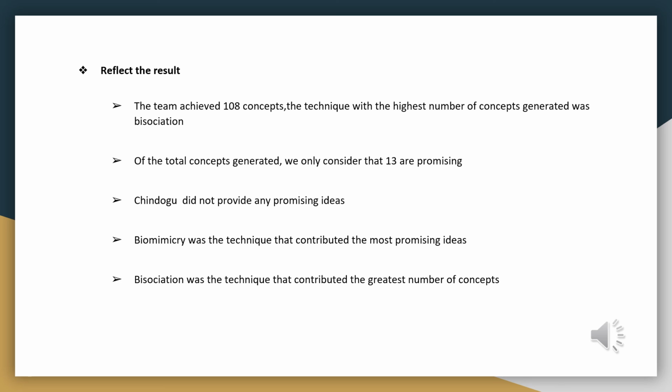And for reflecting on the results, the team achieved 108 concepts. The technique with the highest number of concepts generated was dissociation, and of them we only consider that 13 are promising. We consider that Chindogu didn't provide any promising ideas, and biomimicry was the technique that contributed the most. And finally, dissociation was the technique that contributed the greatest number of concepts.